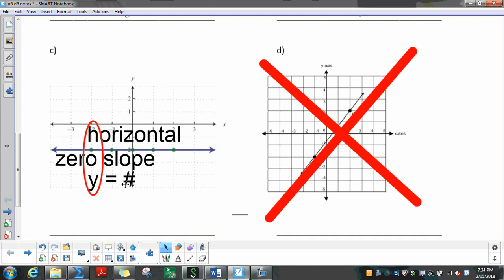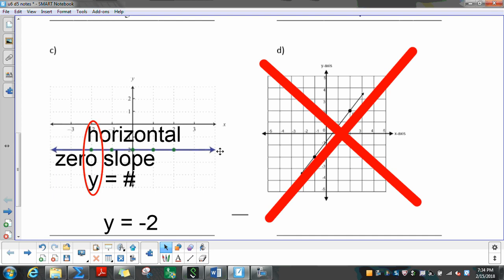It's going to be y equals whatever the number is all these y's have in common, which is basically 2. They all have 2 as their y value. So to write this, we just go ahead and write y, oh, sorry, not 2. It's negative 2, right? It's below the origin. Y equals negative 2. And that's all I have to do for horizontal lines.